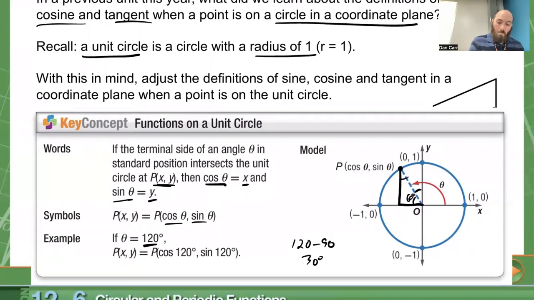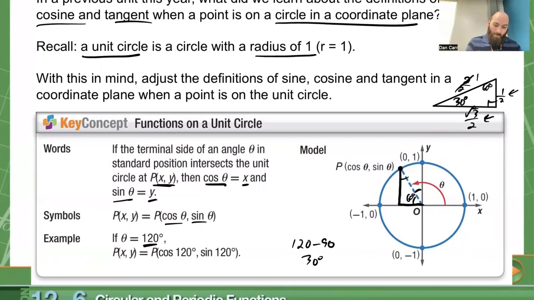That didn't work. There. Okay, so with a 30-60-90, we've got 1, 2, and root 3. However, since our hypotenuse is the radius, and I'm saying that the radius is 1 on a unit circle, no matter where we go, the radius is 1. I'm going to modify my reference triangle a little bit. Let's divide everything by 2. So this becomes a 1 now. This is now 1 over 2, and this is root 3 over 2.